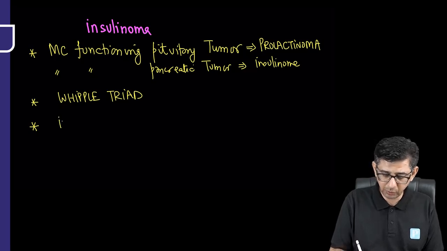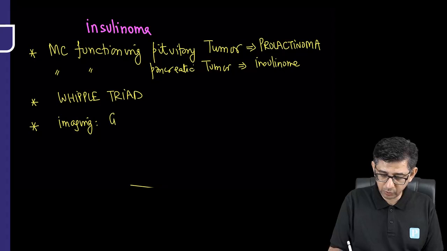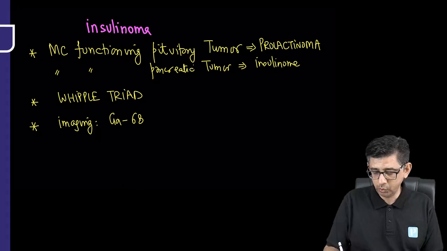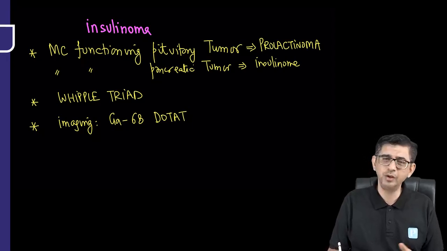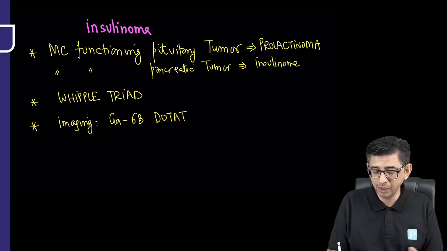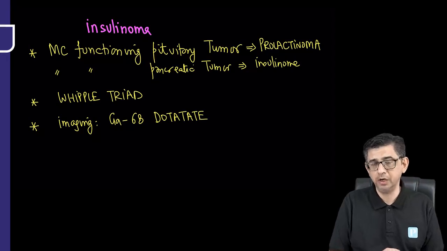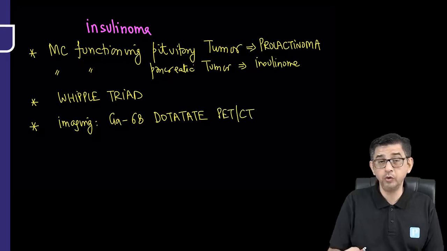He will also ask you regarding the imaging modality of choice for this condition. The preferred imaging modality of choice for an insulinoma should be answered as gallium-68 dotatate PET CT scan. That is an update over the older data in the textbook. Earlier, you used to talk about endoscopic ultrasound or somatostatin scintigraphy.